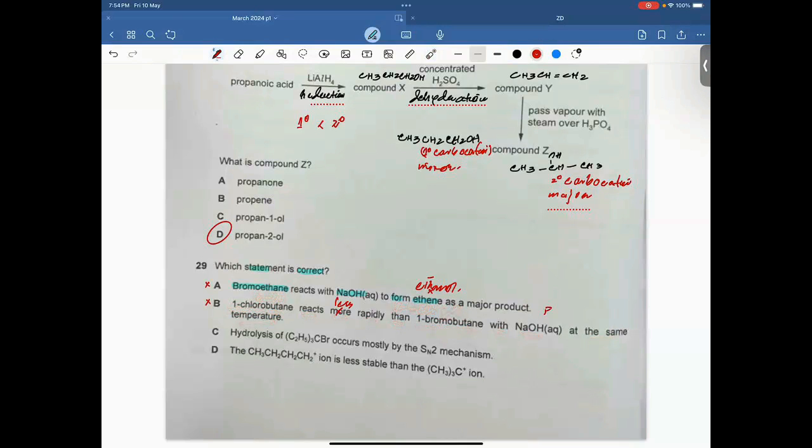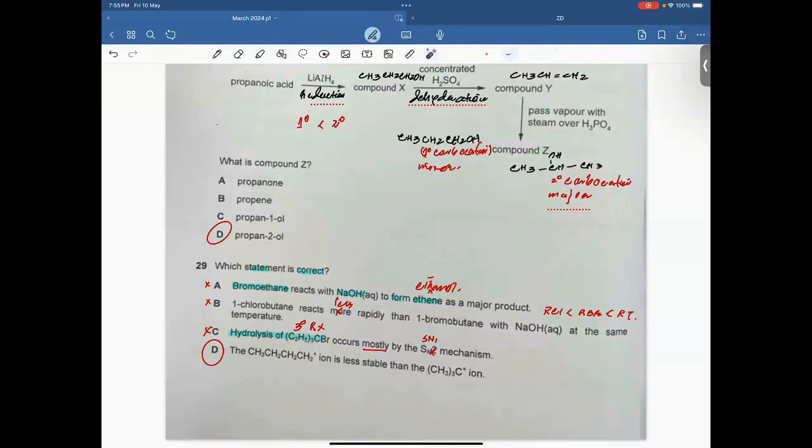Remember, the reactivity of alkyl halide: RCl is less reactive than RBr. RBr is more reactive, and less reactive than RI. That was the reactivity order. Okay. Let's talk about C. Hydrolysis of this compound. Basically, this is tertiary alkyl halide. This is 3 degree alkyl halide because bromine attached to the carbon atom has no hydrogen, or you can say bromine attached to carbon is surrounded by 3 neighbor carbon atoms. So it is tertiary alkyl halide, and tertiary alkyl halide always occurs via SN1 mechanism, not SN2. So C is also incorrect.